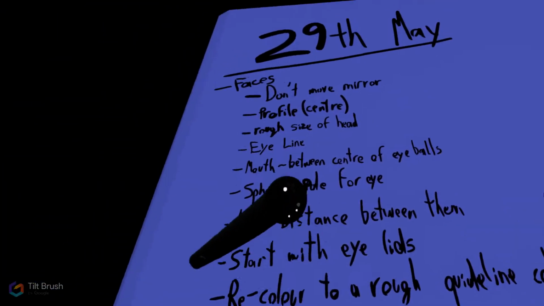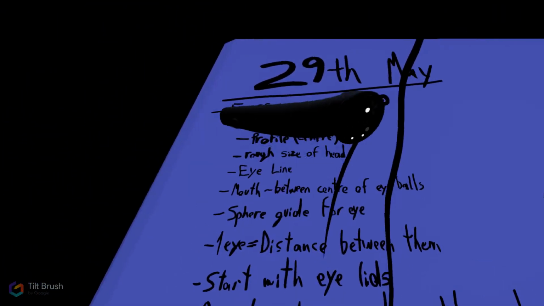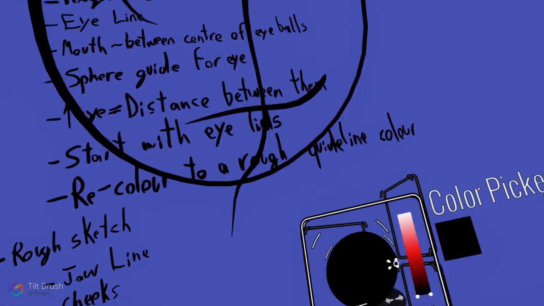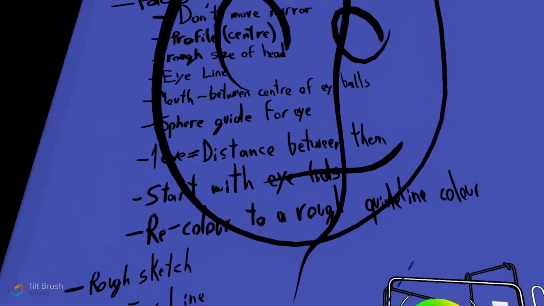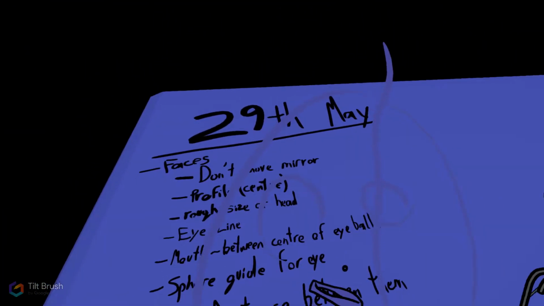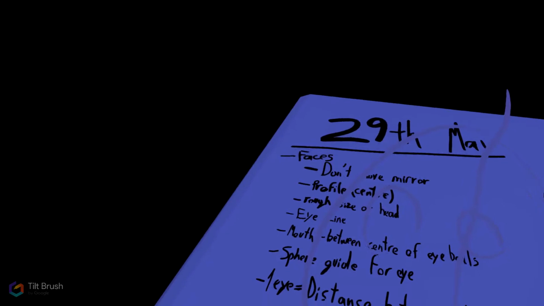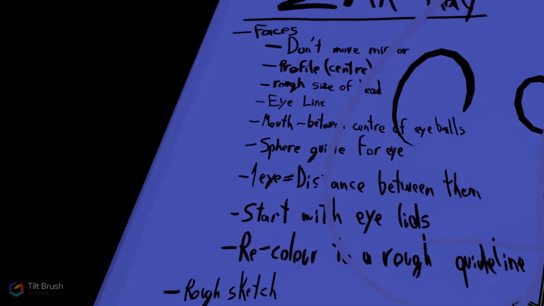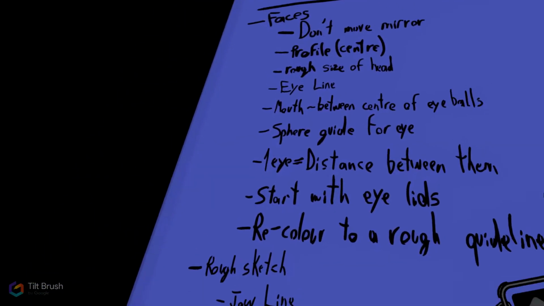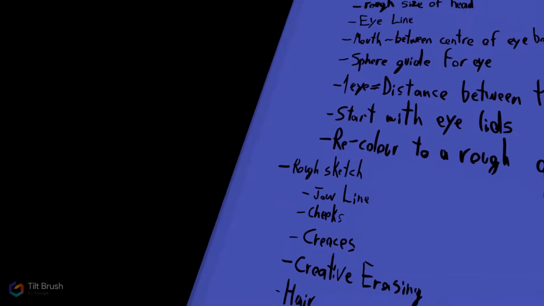In his case, he just drew everything in black. So let's say you have the head and the eyes. He would then go to a very light blue and use a recolor tool so that he knows that this specific color is dedicated to being the guidelines. So this is not his final product. He's going to erase all of these later. This is just for the making of the face.